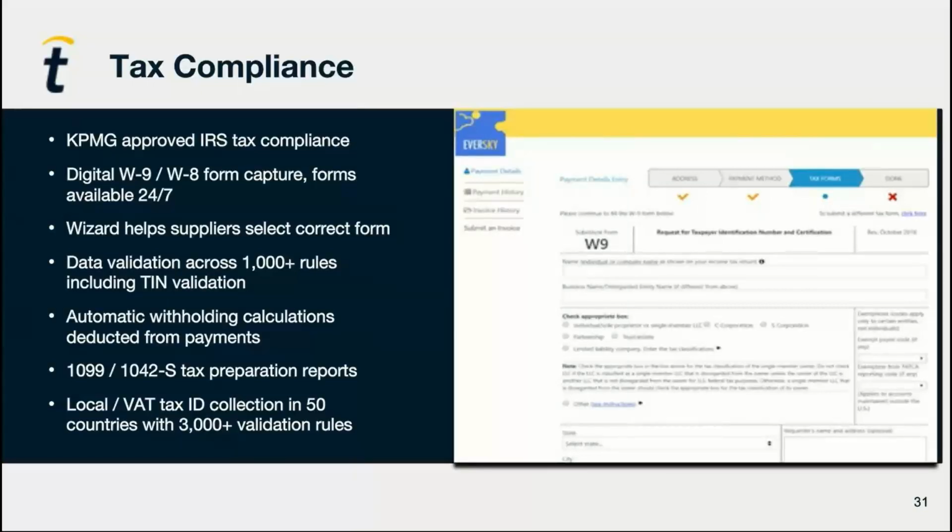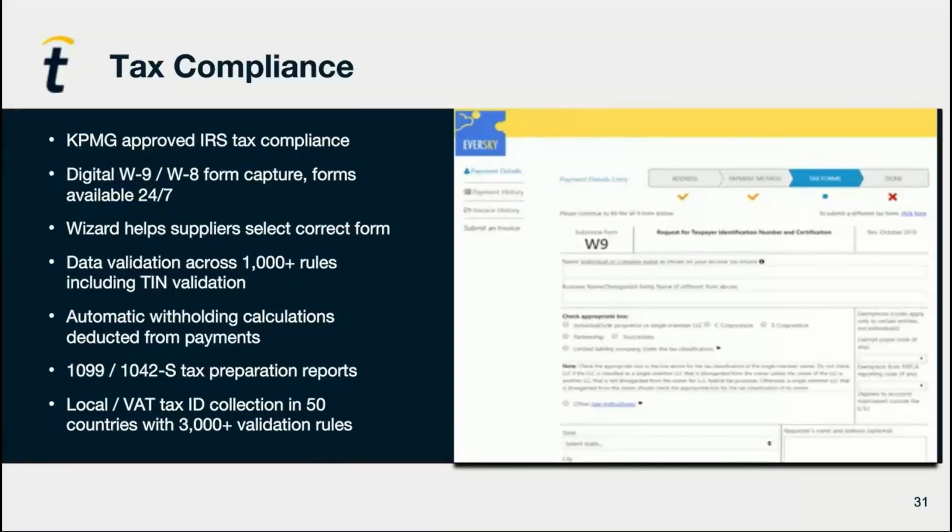Our guided tax form wizard helps suppliers of U.S. payers select the correct tax form based on the country and the business structure. And once the correct tax form is selected, Tipalti digitizes the tax forms and applies 1,000+ rules, including TIN validation, to ensure that the proper data has been provided. At year end, Tipalti generates the 1099s and 1042-S tax prep reports, and calculates the necessary withholdings. And for non-US payees, Tipalti collects and validates local and VAT tax IDs in 49 countries.